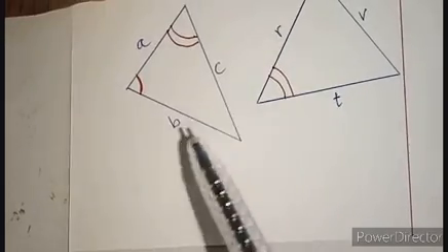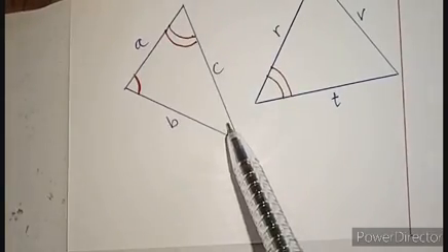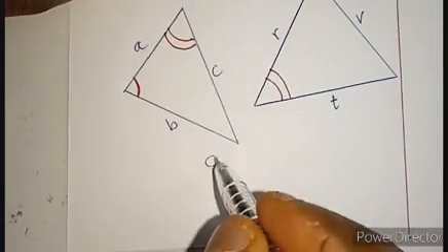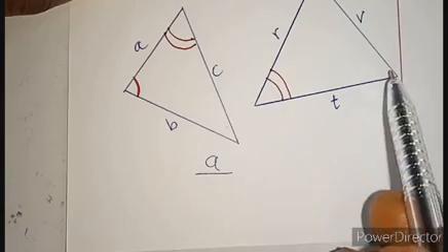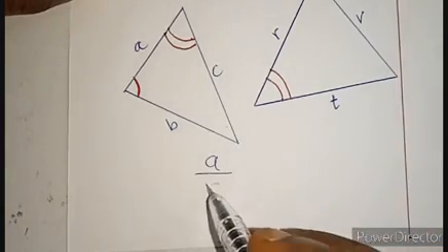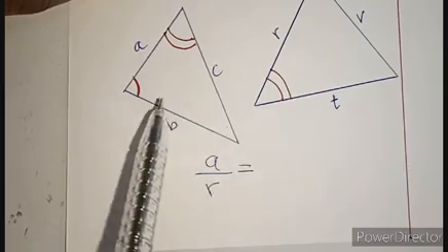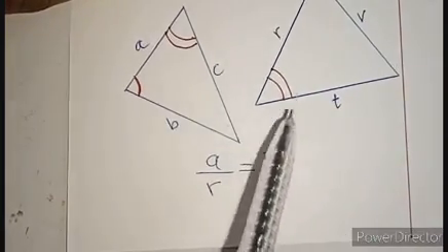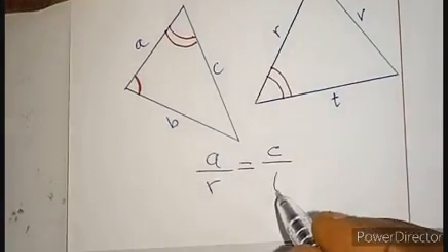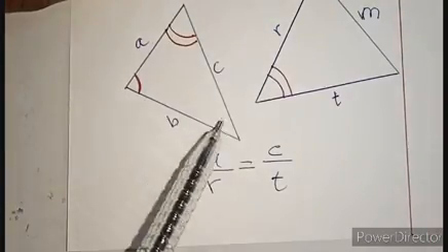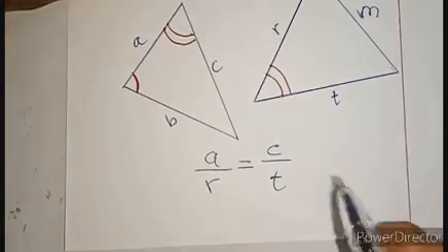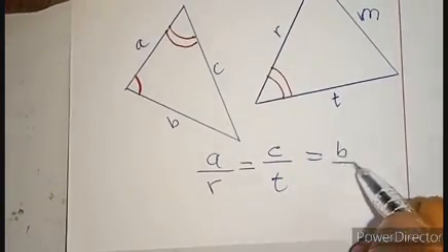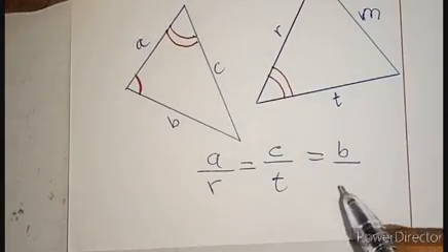So the ratio of the corresponding sides. The side facing angle empty stroke is A. The side facing angle empty stroke here is R. The side facing angle one stroke here is C. The side facing angle one stroke here is T. The side facing angle double stroke here is B. And the side facing angle double stroke here is M.